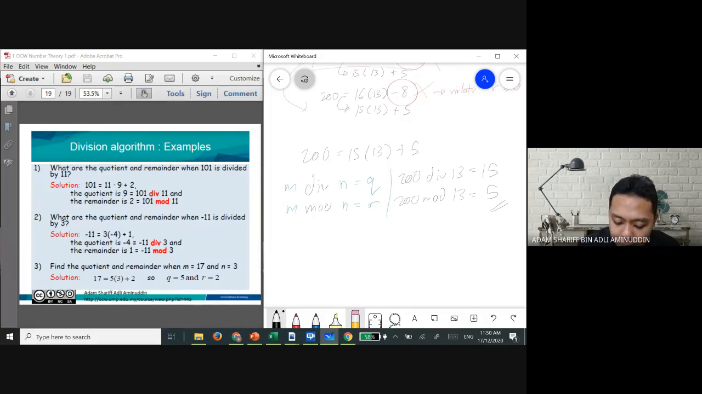I repeat, dividend div divisor. Saya tak nak kata divide. If I say divide, some student might be confused with divide factor tu. So saya suka cakap div lah, walaupun mungkin kurang tepat. Saya still akan cakap dividend div divisor dapat quotient, dividend mod divisor kamu akan dapat remainder.